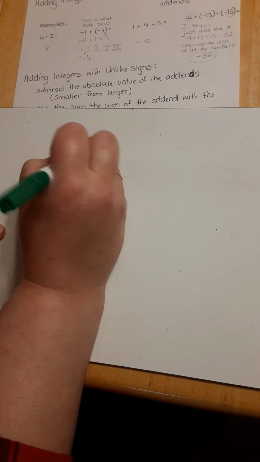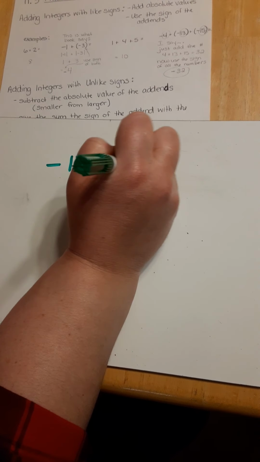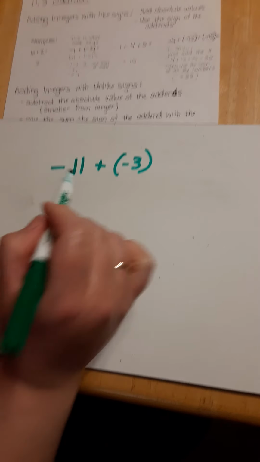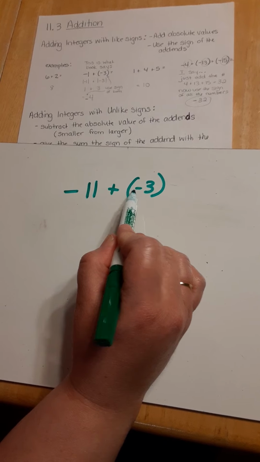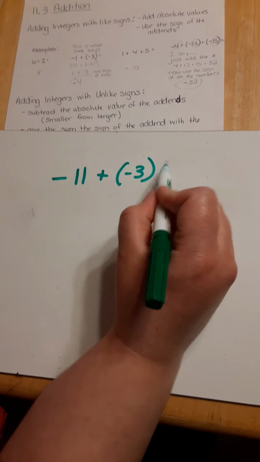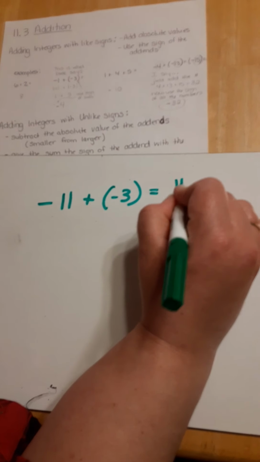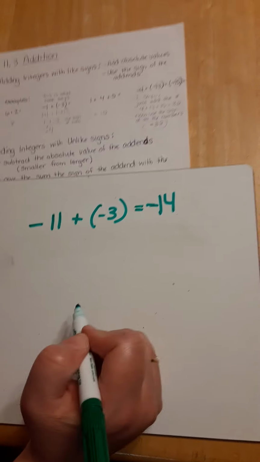I'm going to use green. It shows up a little bit better here. So let's see. I've got negative 11 plus a negative 3. What's the very first thing you should do? You always check the signs. This number is negative. This one is negative. So since they're both the same signs, I'm just going to add them together. 11 plus 3 is 14, and I use the sign that they both are, and it's negative.